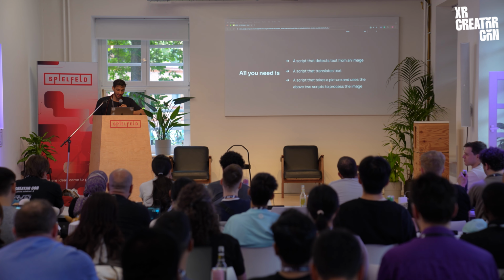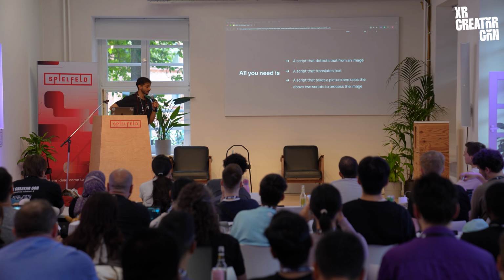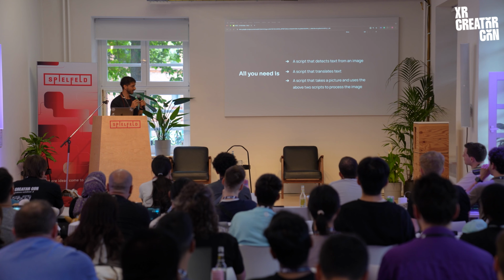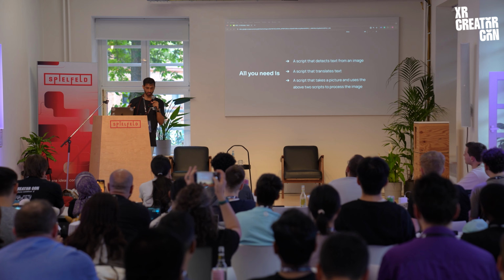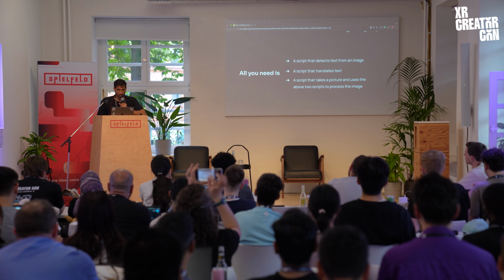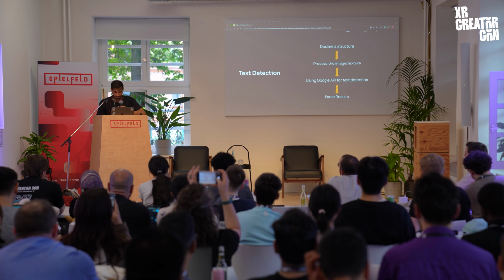Easy peasy. All you need is a script that detects the text from the image, a script that translates the detected text, and then one more script that takes the picture and uses the above two scripts. I'm going to go one by one and tell you how the scripts work.